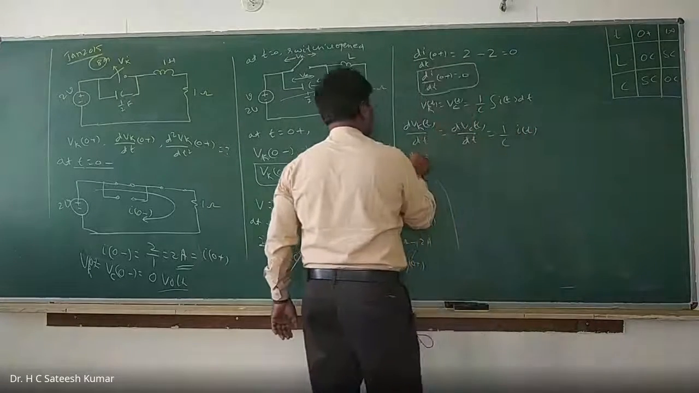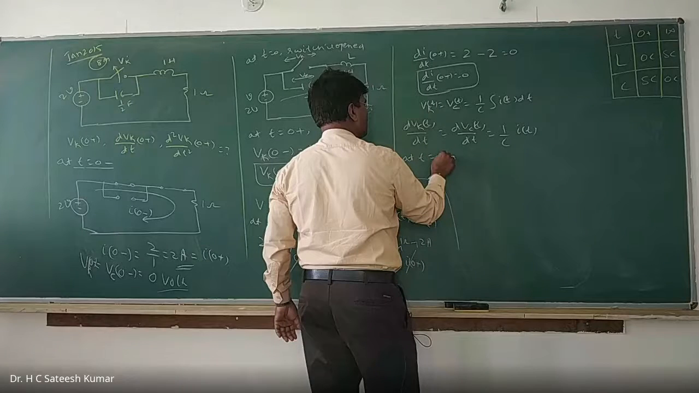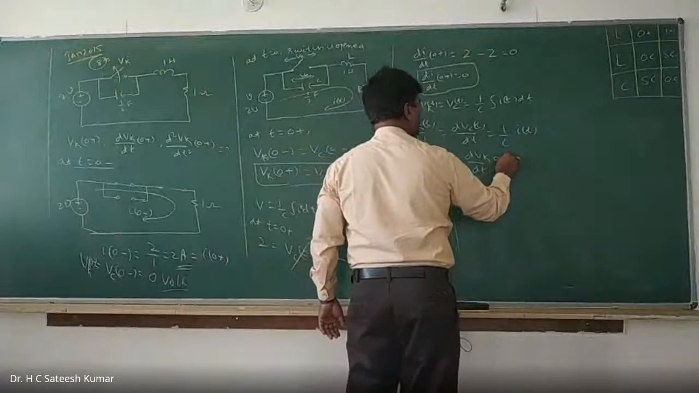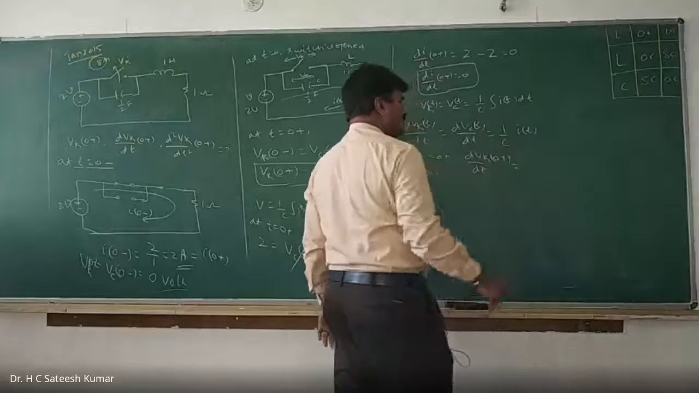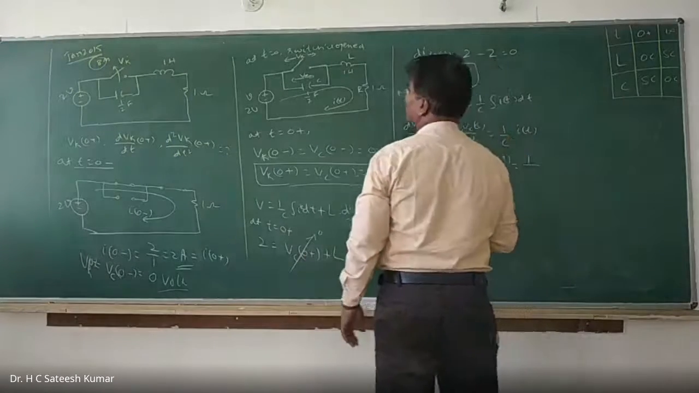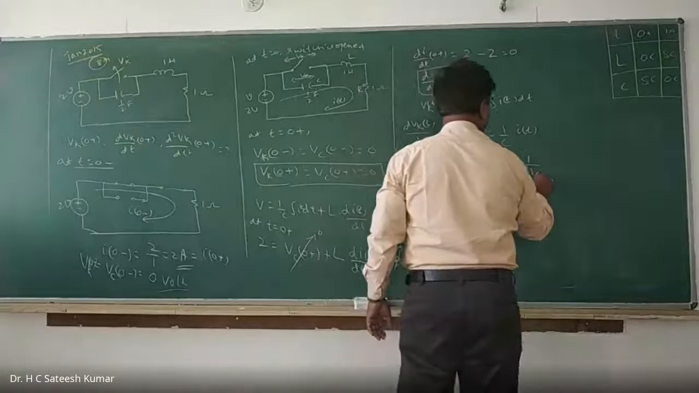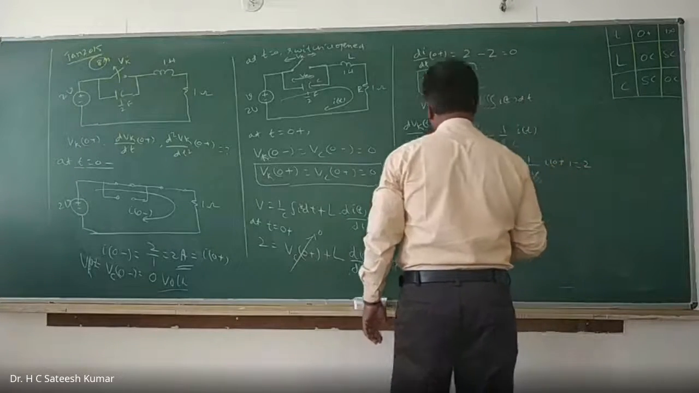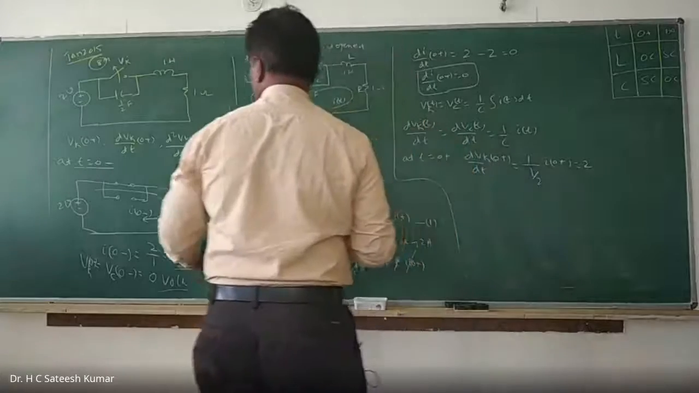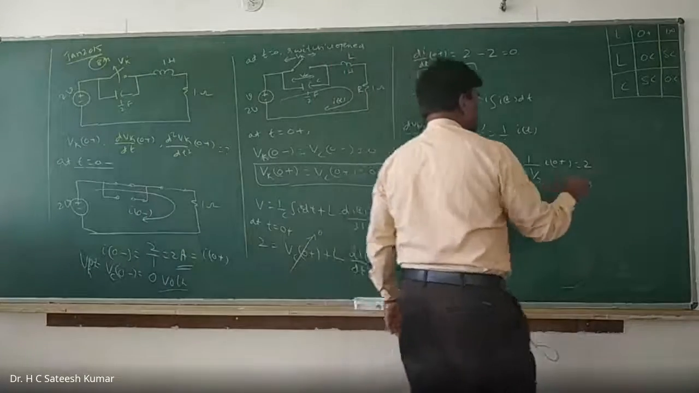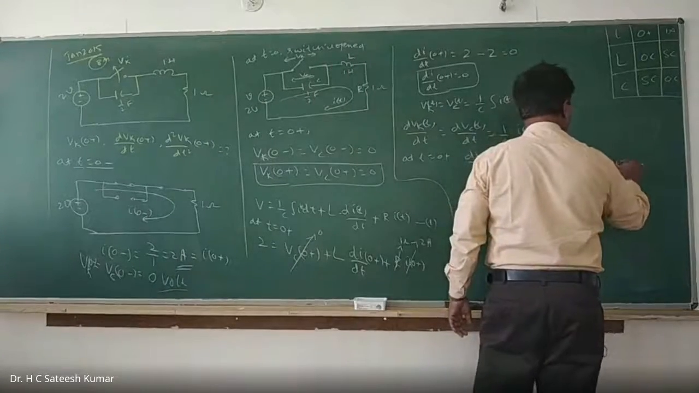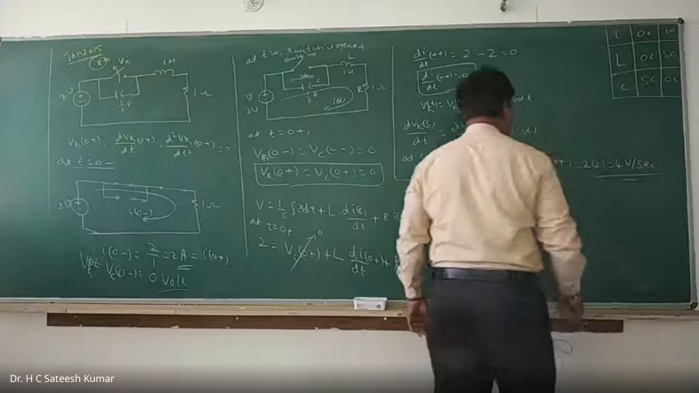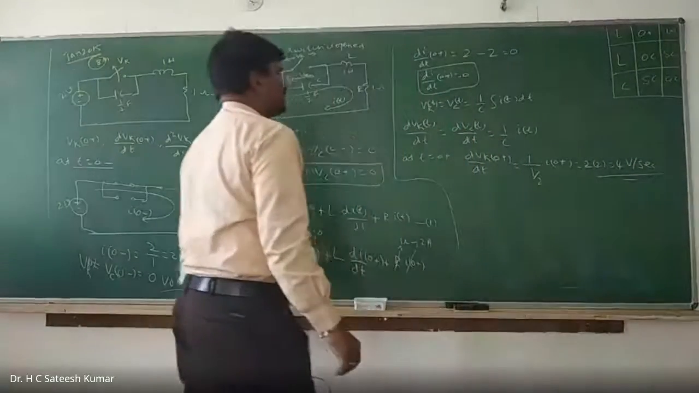At t is equal to 0 plus, dVk divided by dt 0 plus is equal to dVc by dt 0 plus, which is equal to 1 by c into I0 plus. C is 1 by 2, so it is 2 into I0 plus, and I0 plus is 2 amps. That is equal to 2 into 2, which is 4 volts per second. So that's how we should do it.